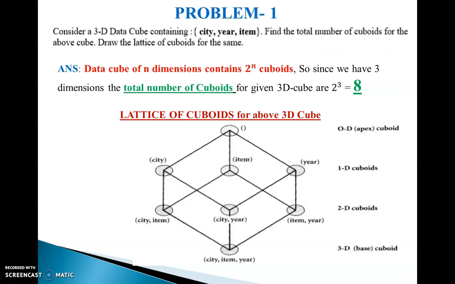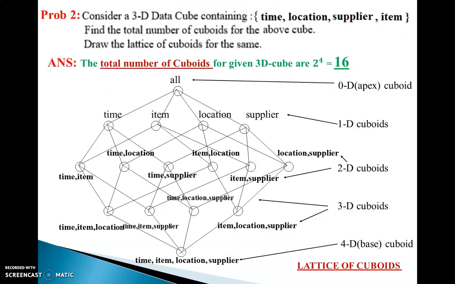We'll see one more problem. I hope you all have understood this. Consider a data cube containing time, location, supplier and item. Find the total number of cuboids for the above cube and draw the lattice of cuboids for the same. Since there are 4 dimensions, the total number of cuboids is 2 raised to 4, which is 16.